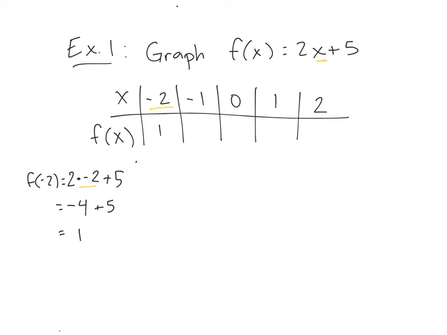And then I'm going to go through and do that for each of my x values. So if I do it again, this time I'm going to do it for -1. And I'm going to input this time my -1 for x. So when I do that, I have f of -1 equals 2 times -1 plus 5.